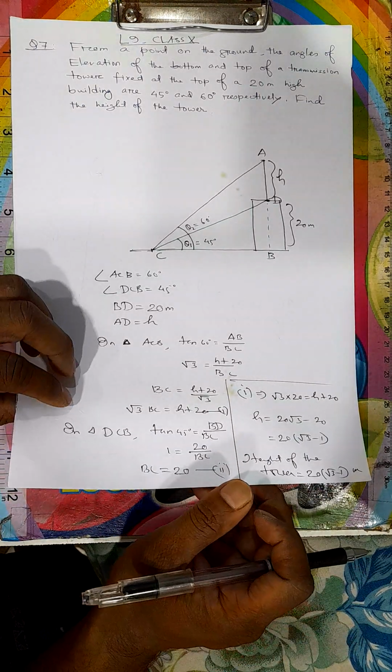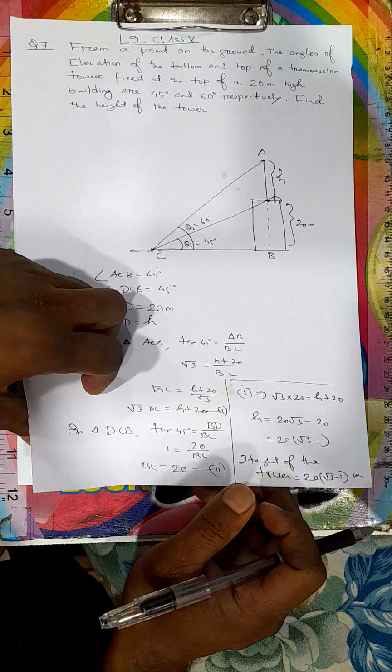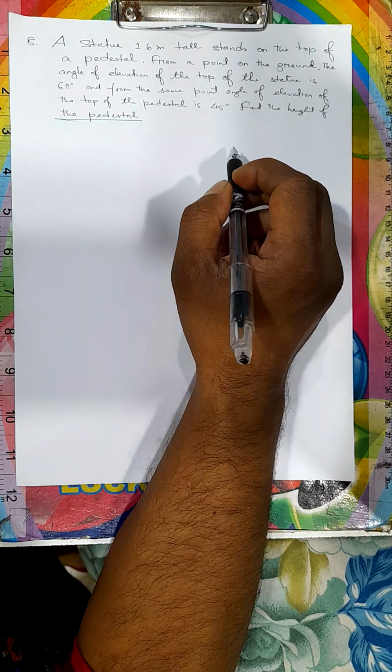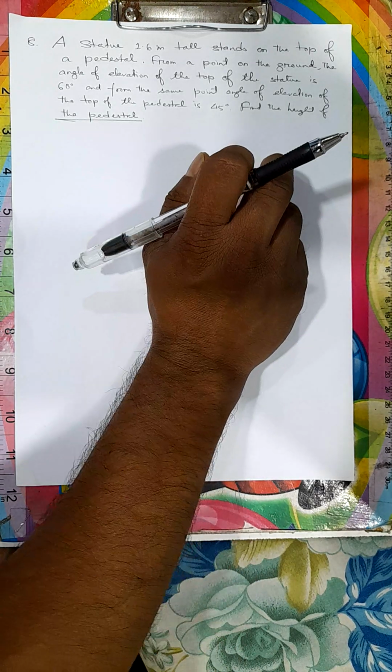Now coming back to question number 8. A statue of 1.5 meter tall stands on the top of a pedestal.